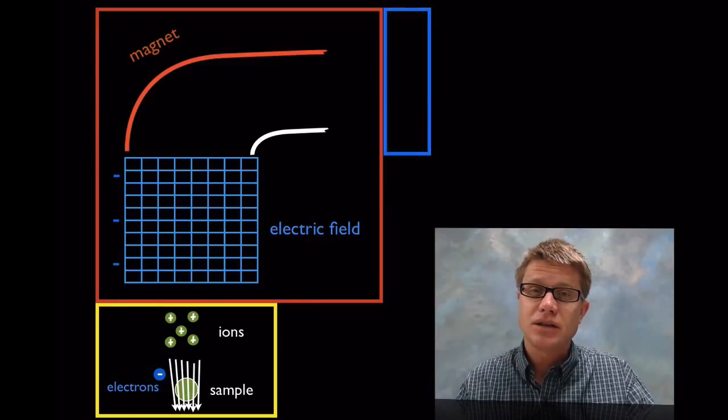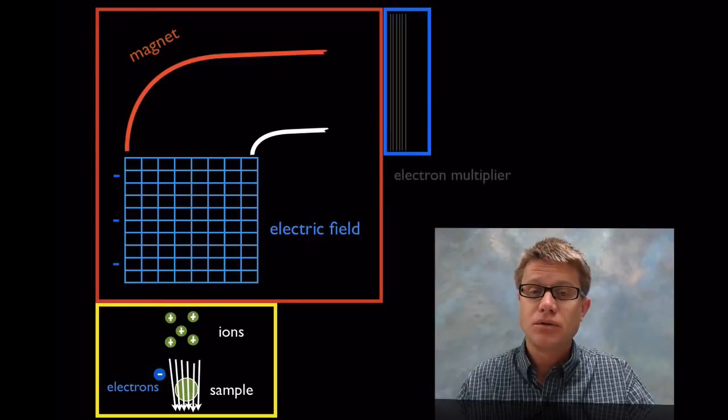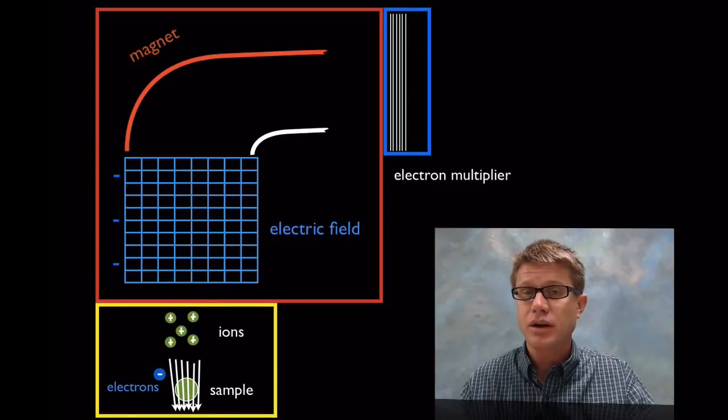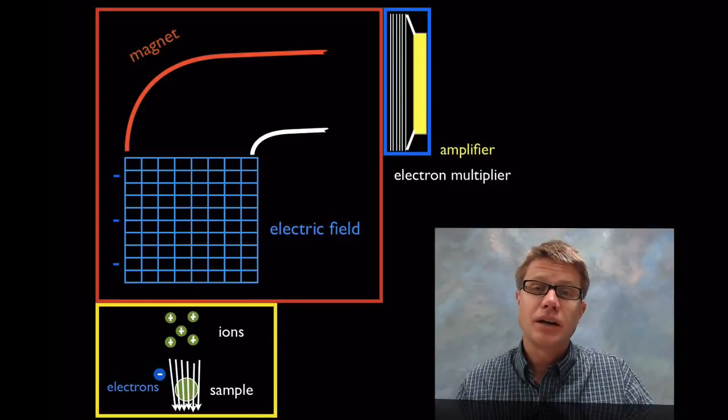And then finally, we have a detector. That detector is going to be made up of 2 things. We're going to have an electron multiplier, which is essentially a plate. As an electron hits it, it spawns more electrons, which hit the next plate, which spawns more electrons. And so we can really have a small amount of ions or anything hitting that plate, and we're going to get a signal.